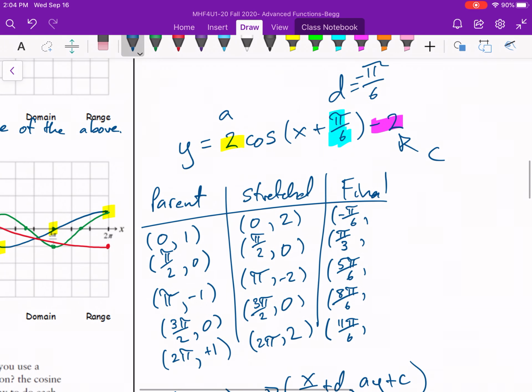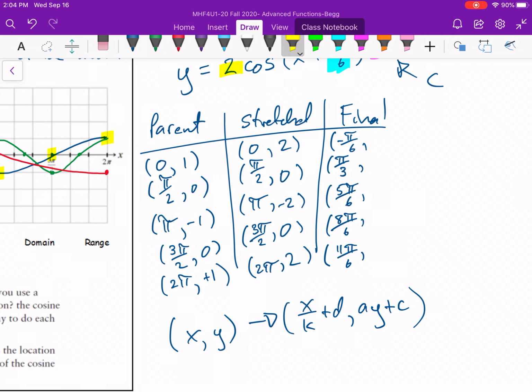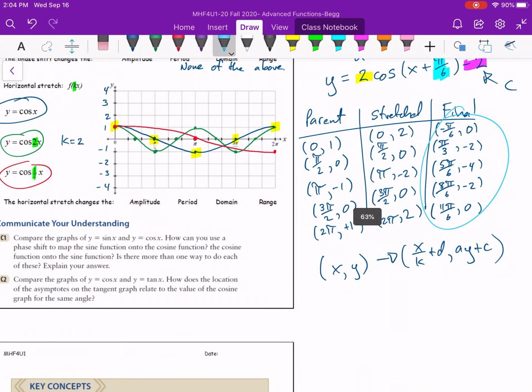Last thing is I'm going to add my C value to all my middle C values of this column here. So again, I'm just following the exact same pattern. I'm just going to subtract 2 from everything. And so I get 0, negative 2, negative 4, negative 2, 0. And as usual, these are the points that I have to plot.